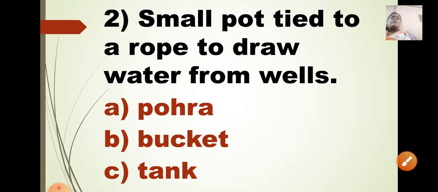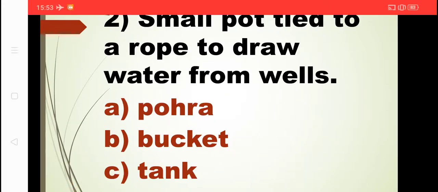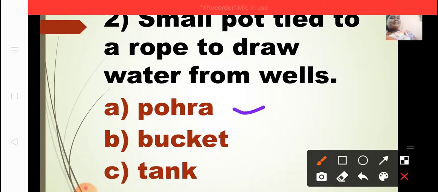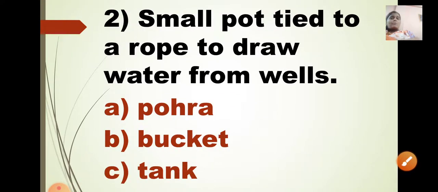Now look at the second one. Small pot tied to a rope to draw water from wells. Okay, what is that small pot called which is tied to a rope to draw water from wells? A option is pohra, B option is bucket, and C option is tank. So what is it called? You all know the answer, it is called what? It is called pohra. So pohra is the correct answer. Okay, so a small pot tied to a rope to draw water from wells is called a pohra.